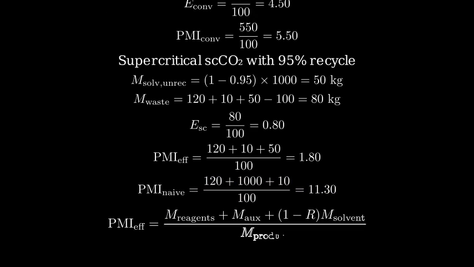Formally, an effective PMI that accounts for recycle can be defined as PMI effective equals reagents plus auxiliaries plus unrecovered solvent, all over product. If a separate report is desired, also state the recycle recovery fraction explicitly, here 95%.